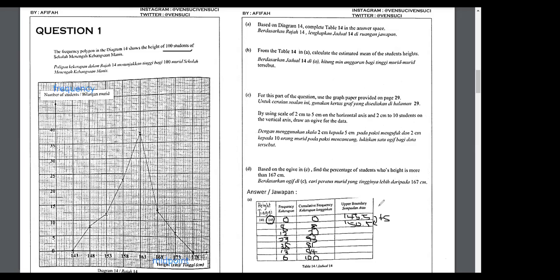So we now move on to the estimated mean. So Eugene, you can teach now for estimated mean.